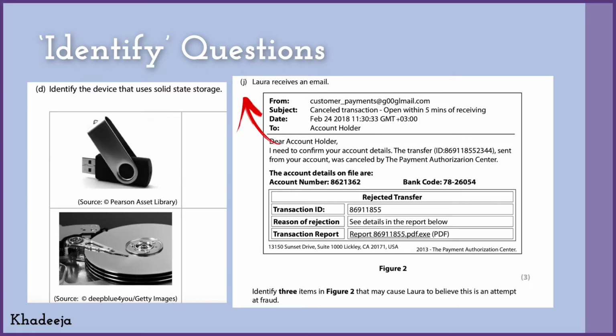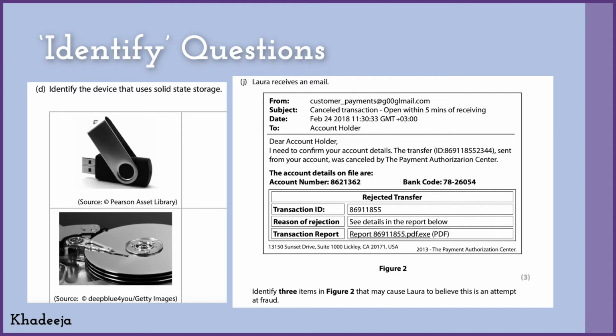Then the one on the right, J, shows us a screenshot of an email, and it's for 3 marks, as you can see. They want you to identify 3 items from this screenshot of the email that may cause Laura to believe this is an attempt at fraud. So you have to correctly identify the features of this email that could possibly mean this is a fraud email. So these are the different types of identify questions.